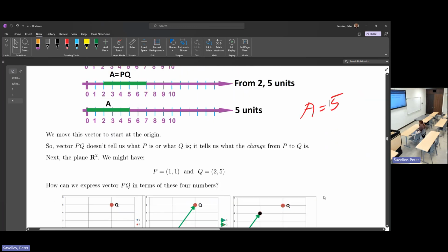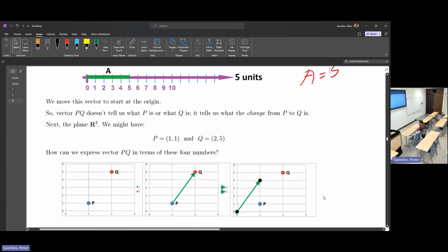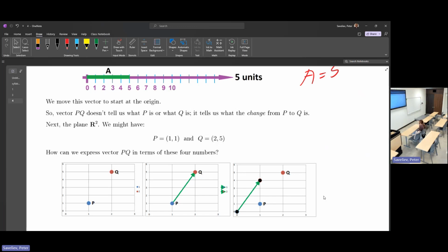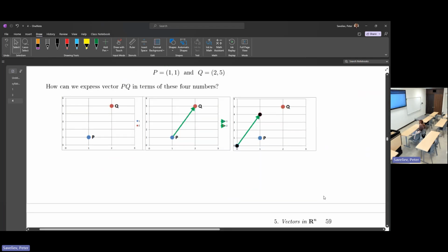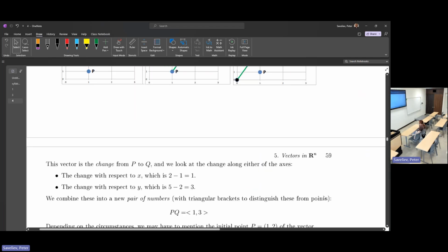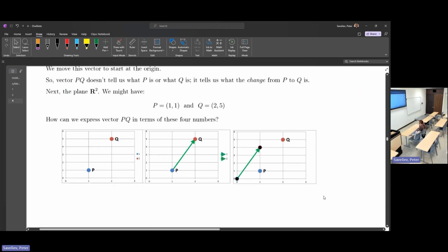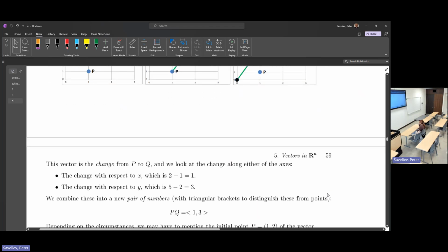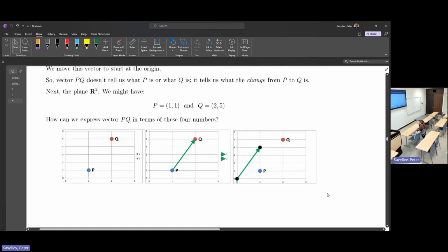Now you go to dimension 2, and you have points. This time they have 2 coordinates, but the geometry remains the same. I go from P to Q, create an arrow, shift the arrow to the origin, and then examine it. What are the components of that vector? The answer is the change in x and the change in y. In x, we change from 1 to 2, and then in the vertical, we change from 1 to 5.